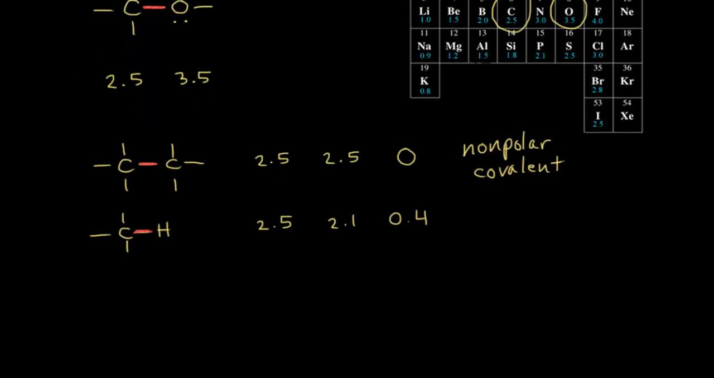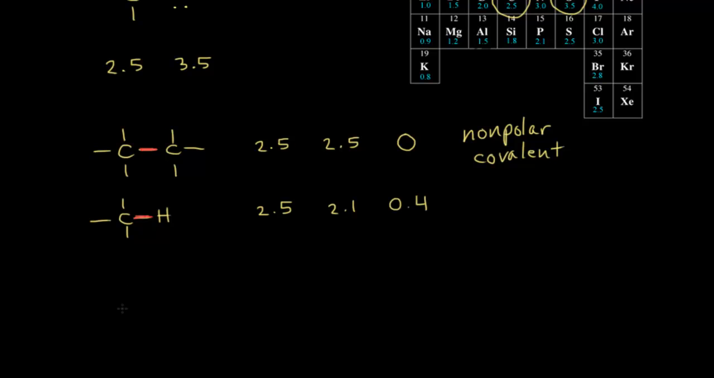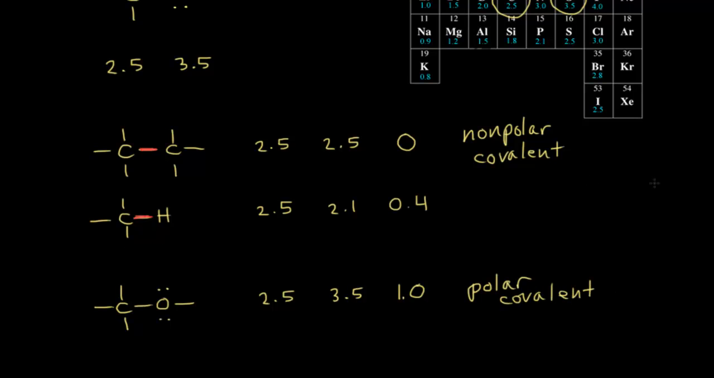All right, let's go ahead and put in the example we did above, where we compared the electronegativities of carbon and oxygen. When we looked up the values, we saw that carbon had an electronegativity value of 2.5, and oxygen had a value of 3.5, for a difference of 1. And that's enough to have a polar covalent bond. This is a polar covalent bond between the carbon and the oxygen.